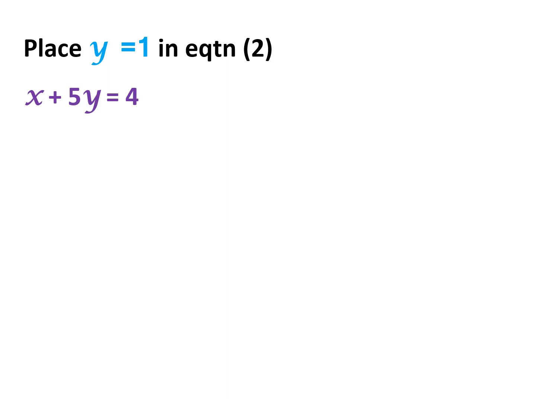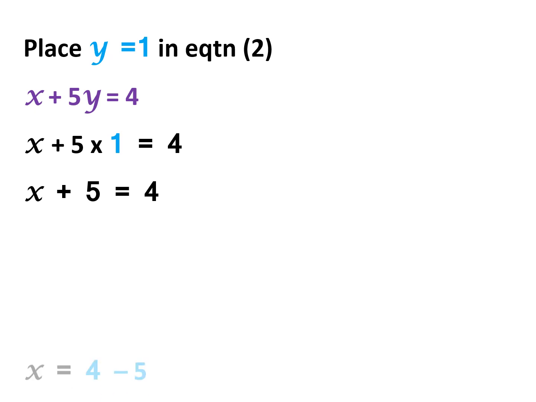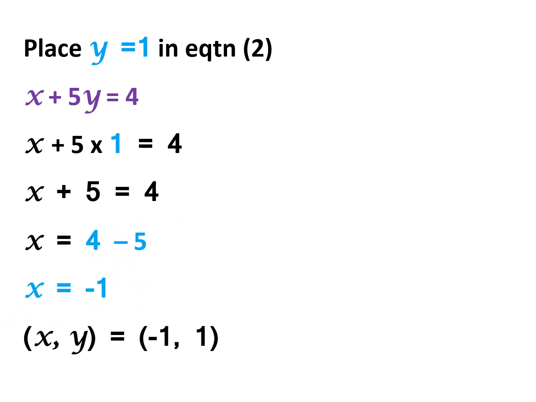Placing y is equal to 1 in equation 2, x plus 5y is equal to 4. x plus 5 into 1 is equal to 4. x plus 5 is equal to 4. Taking the numerical value to one side, x is equal to 4 minus 5. x is equal to minus 1. Therefore, the solution x comma y is equal to minus 1 comma 1.